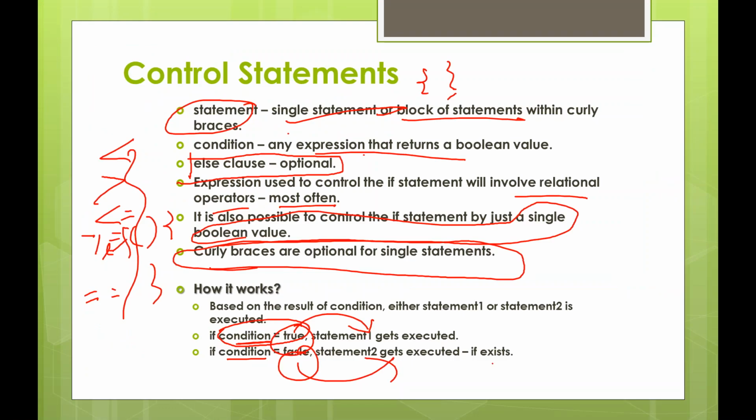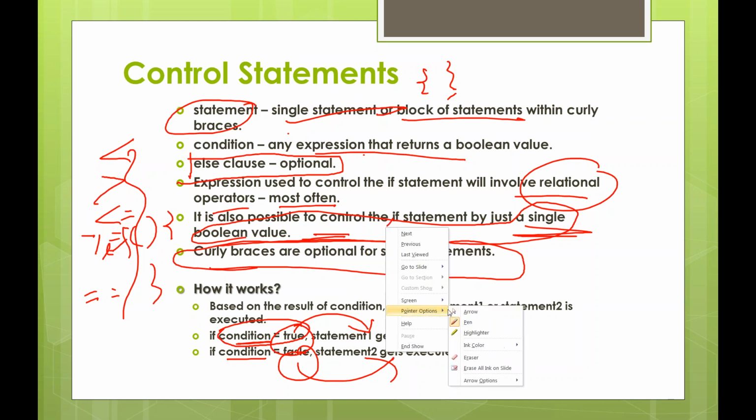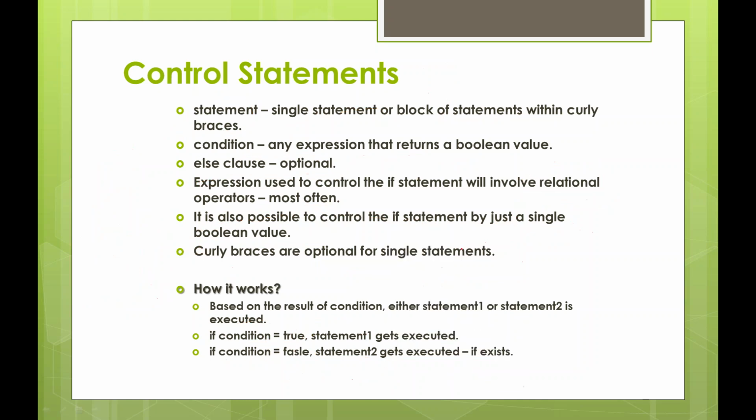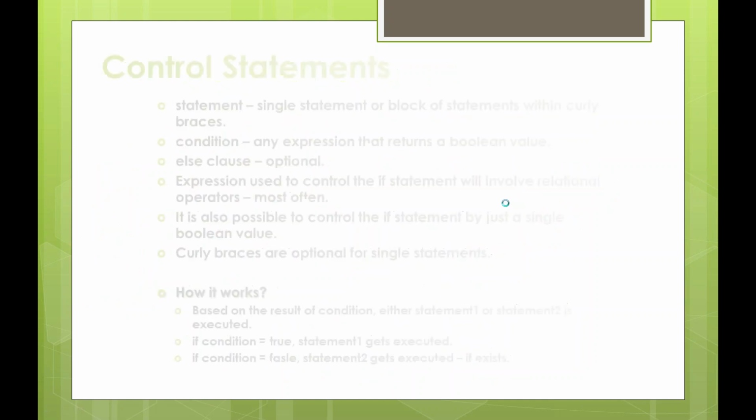So that is how it executes. We are not saying that it should have a relational expression or an expression that results in a Boolean value. You can also use a single Boolean value directly, or a variable. So the Boolean variable you can use. Okay, that's what I just wanted to explain with that example. Let us move on to the next statement.